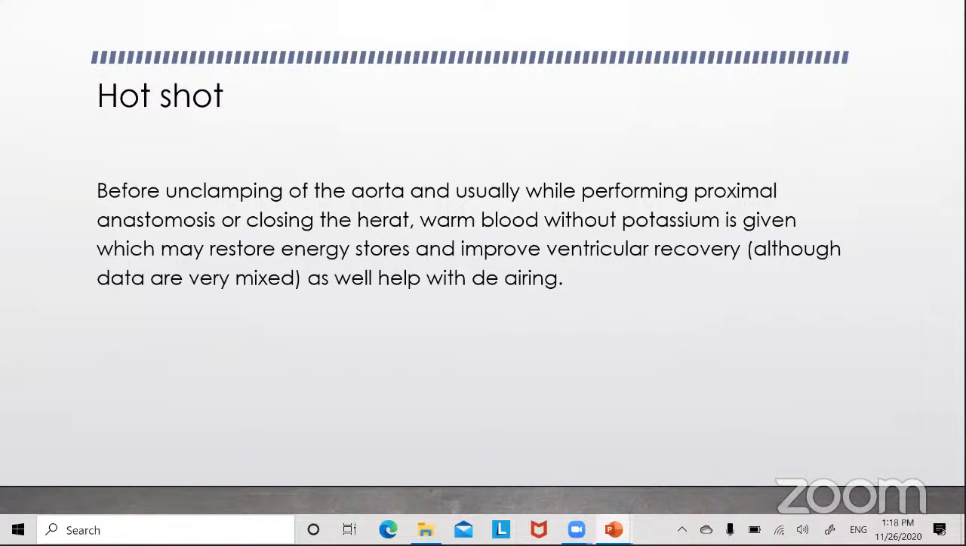Terminal warm blood, or hot shot. This is given before unclamping of the aorta, usually while performing proximal anastomosis or closing the heart. Warm blood is given without potassium, which may restore energy and improve ventricular recovery, although data are very mixed. As well, it helps with de-airing.